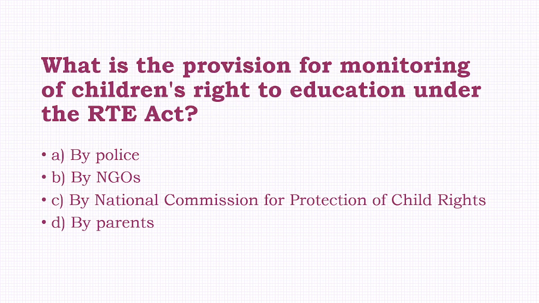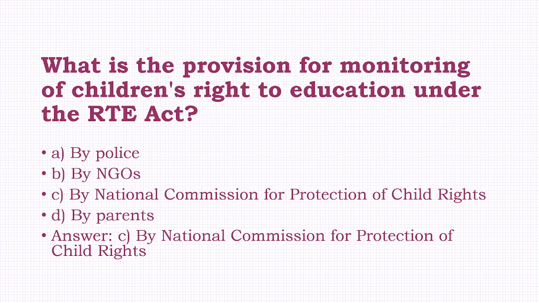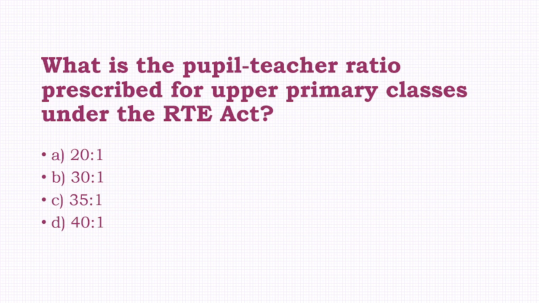What is the provision for monitoring the child's right to education under the RTE Act? Option: by police, by NGOs, by National Commission for Protection of Child Rights, by parents. Answer of this question is option C, that is NCPCR, the National Commission for Protection of Child Rights. What is the pupil teacher ratio prescribed for upper primary classes under the RTE Act? Option: 20:1, 30:1, 35:1, 40:1. Answer of this question is option C, that is 35:1.